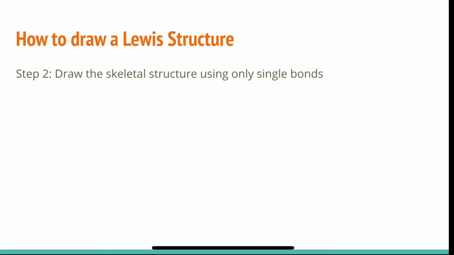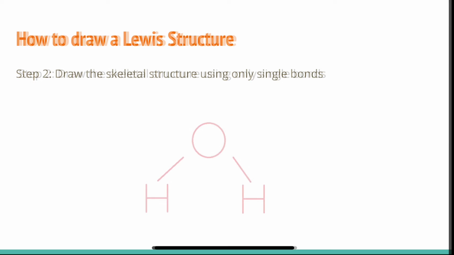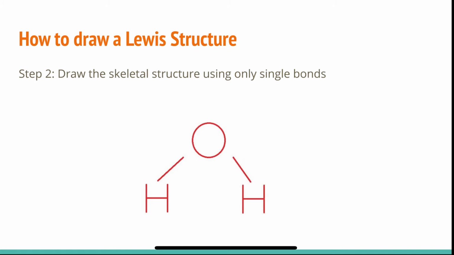Our next step is to draw the skeletal structure using only single bonds. It's important to remember to put the least electronegative atom in the center of the skeletal structure. In the case of H2O, oxygen is the least electronegative and therefore will be in the center of our Lewis structure.